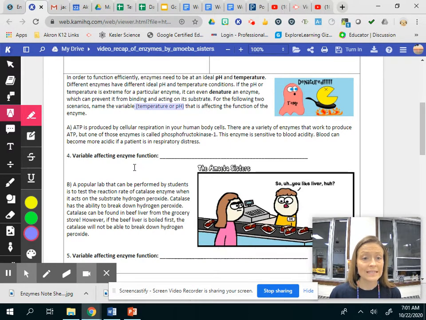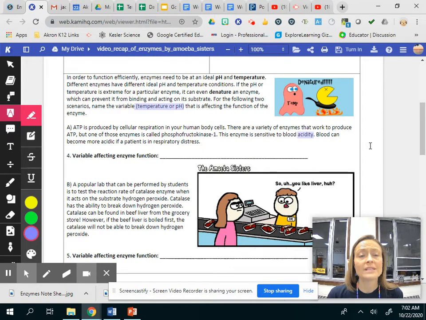So this one says ATP is produced by cellular respiration in your human body cells. We learned about ATP. That's a type of nucleic acid, remember, that has the 3 phosphates on it. There are a variety of enzymes that work to produce ATP, but one of those enzymes is called phosphofructokinase 1. It's a big word. This enzyme is sensitive to blood acidity. That's a cue or a clue.